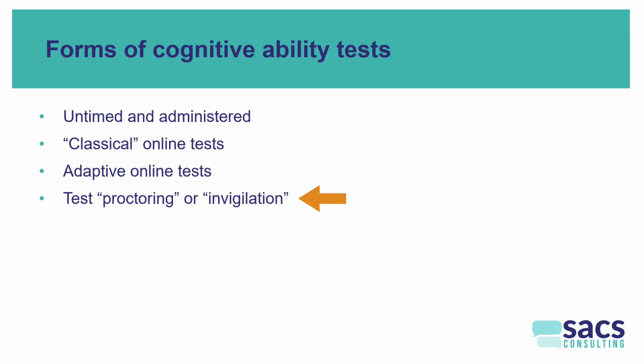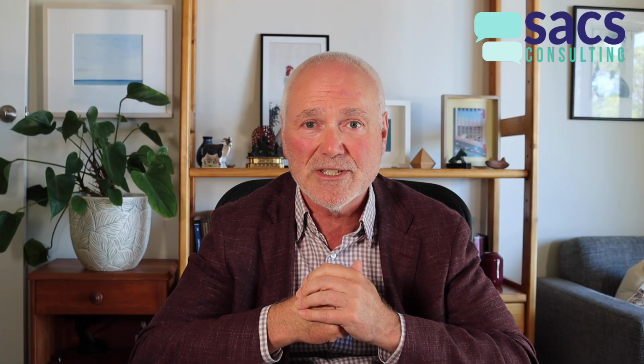So proctoring or invigilation is where somebody does a psych test and you sit there and watch them. And that's called proctoring in the United States of America and the UK, or invigilation in the rest of the world. Invigilation just means watching people. Now, it's a really interesting question.